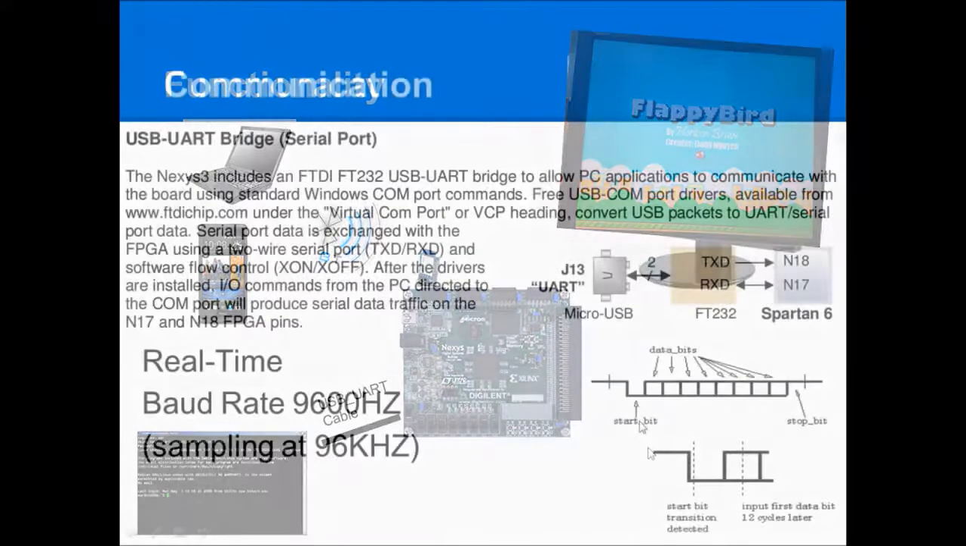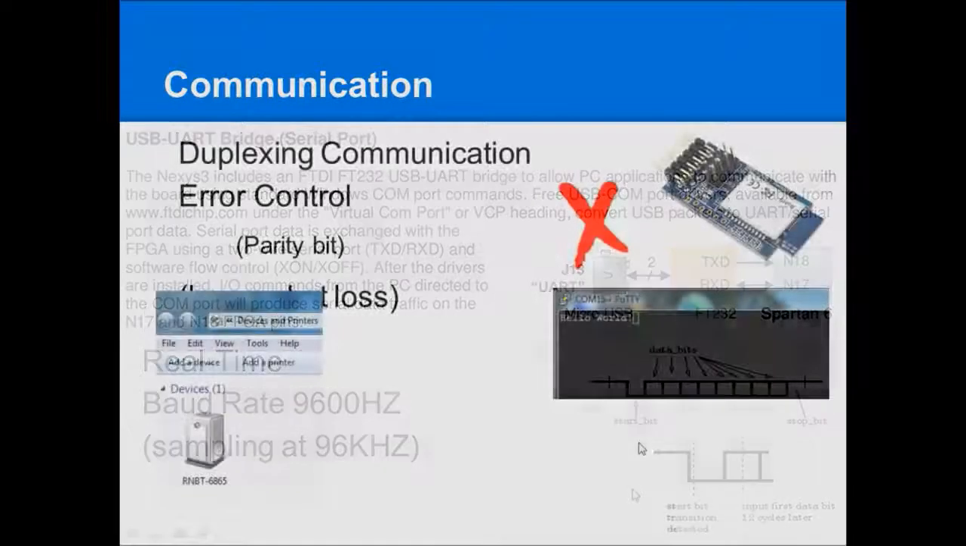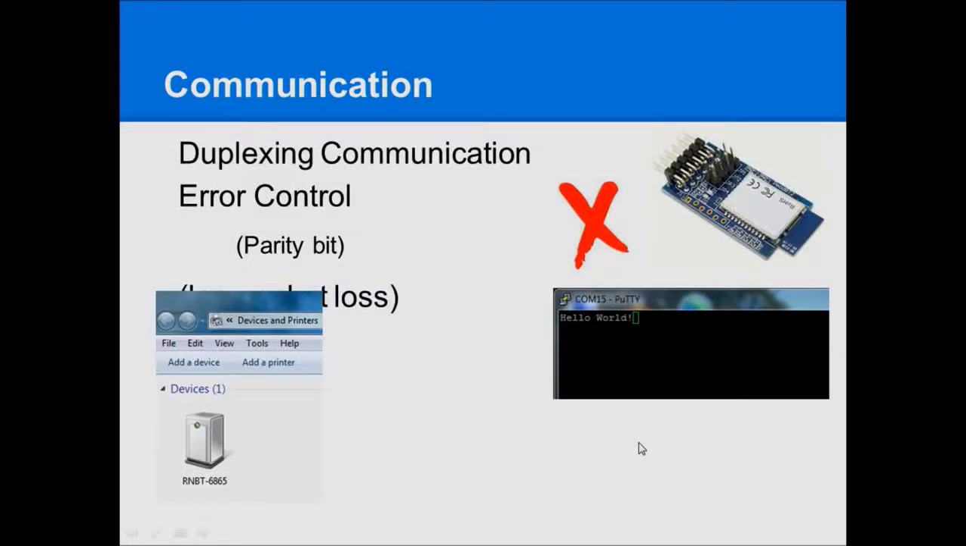This is UART communication. As you can see, it's an 8-bit packet consisting of the ASCII code, and our baud rate is 9600 Hz. The sampling is at 10 times that rate. So this is UART communication. It's full duplex, which means you can transmit and receive data at the same time.